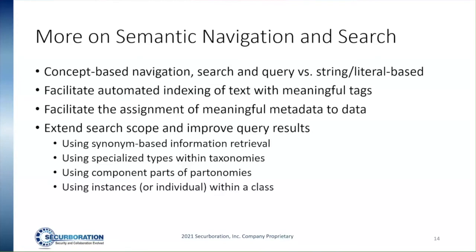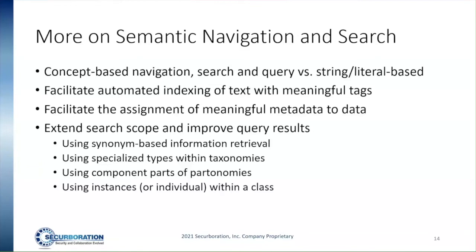Taxonomies within an ontology provide a way to access all specializations of a general term. So again, if you search for ship, we'll return mentions of battleships, aircraft carriers, and cargo ships if they're defined in the taxonomy. Another feature is what's called partonymies. It's a nice word. Within an ontology, it provides a way to access all components of a concept.